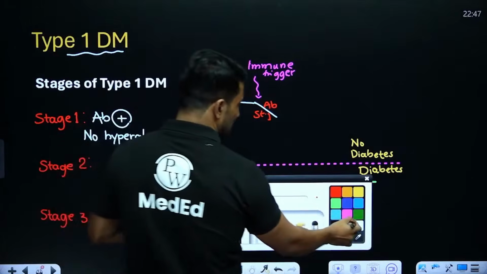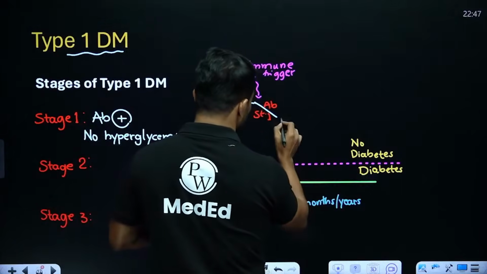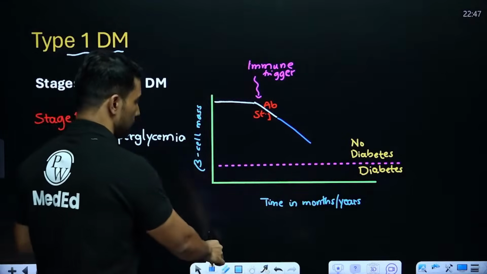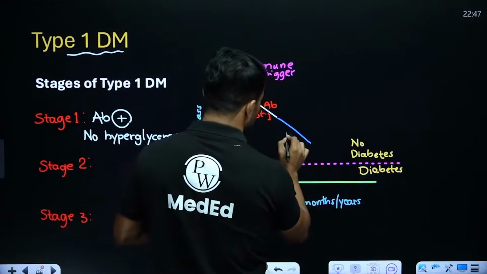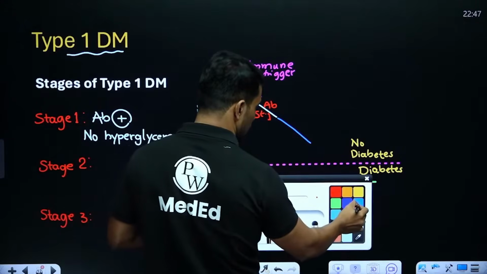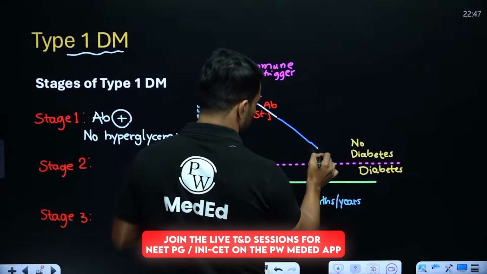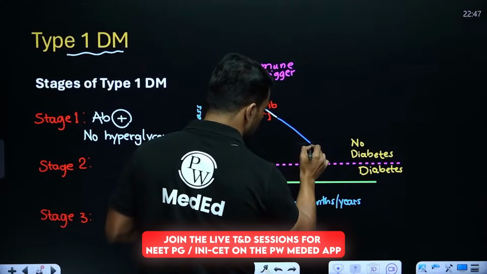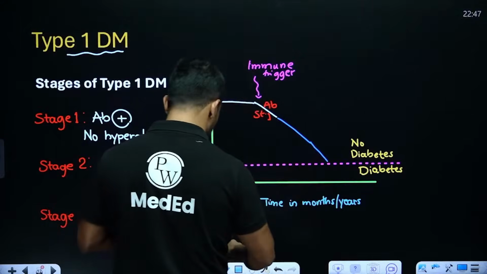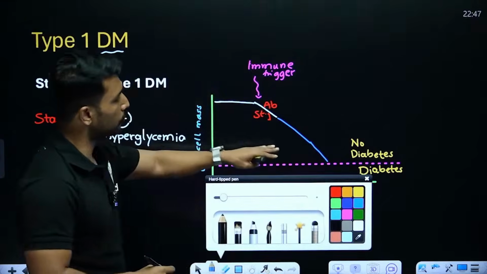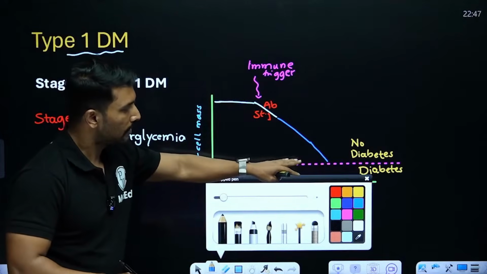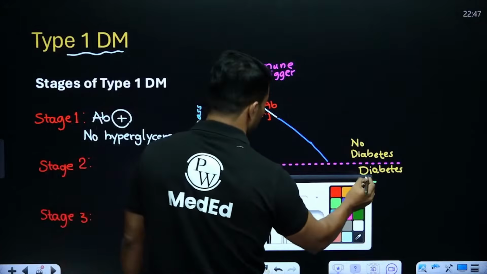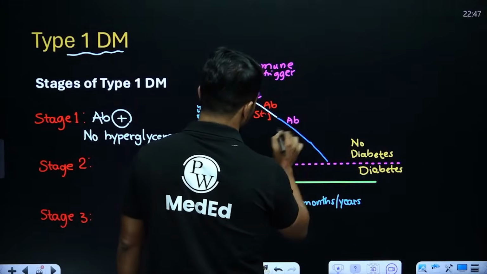Okay, but as time progresses, my beta cell mass will further decrease because antibodies are going to cause the damage. So this stage, I'm going to call it as stage 2. So basically what is happening in stage 2? Further decrease in the beta cell mass, but still beta cell mass is sufficient enough to keep your blood glucose level in the range where I cannot call it as diabetes. So in stage 2 also antibodies will be there.